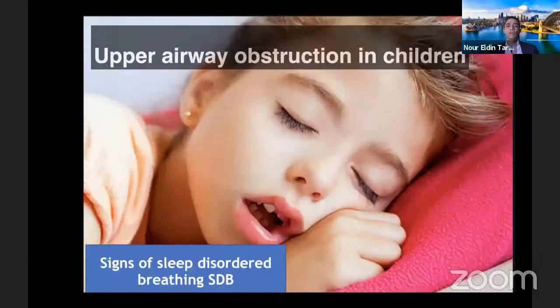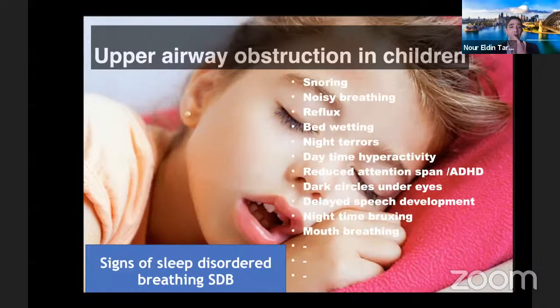But all jokes aside, upper airway obstruction is a hot topic, and we are in a prime position to be able to find out and ask people about this. Do you have any of the signs of sleep disordered breathing, such as snoring, noisy breathing, reflux, bedwetting, poor attention span in the day? Even just basics like mouth breathing can be a really big giveaway.